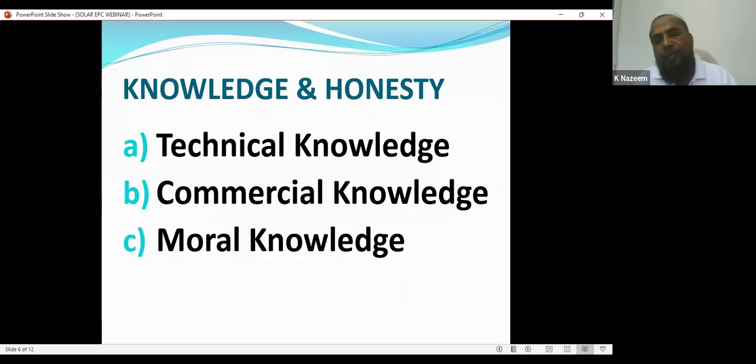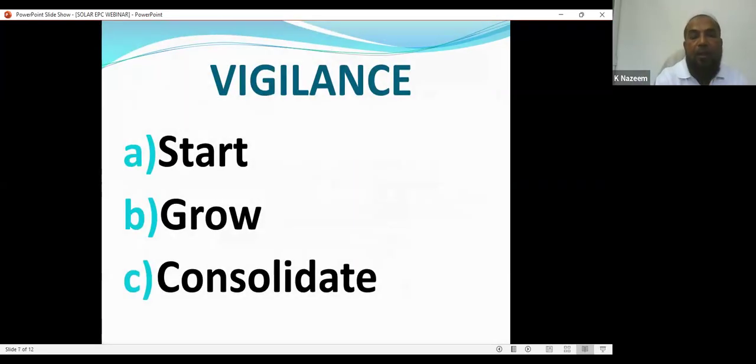So every big company, what you see today, they are having some moral standards. So you also have to inculcate and set some company policy, some moral standards for the company. Now, vigilance is very, very important.